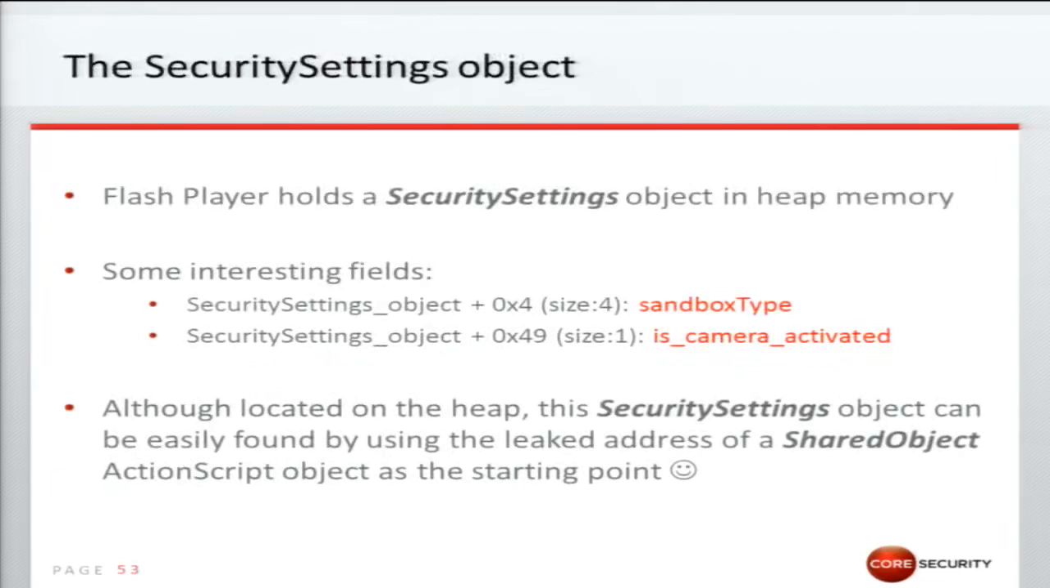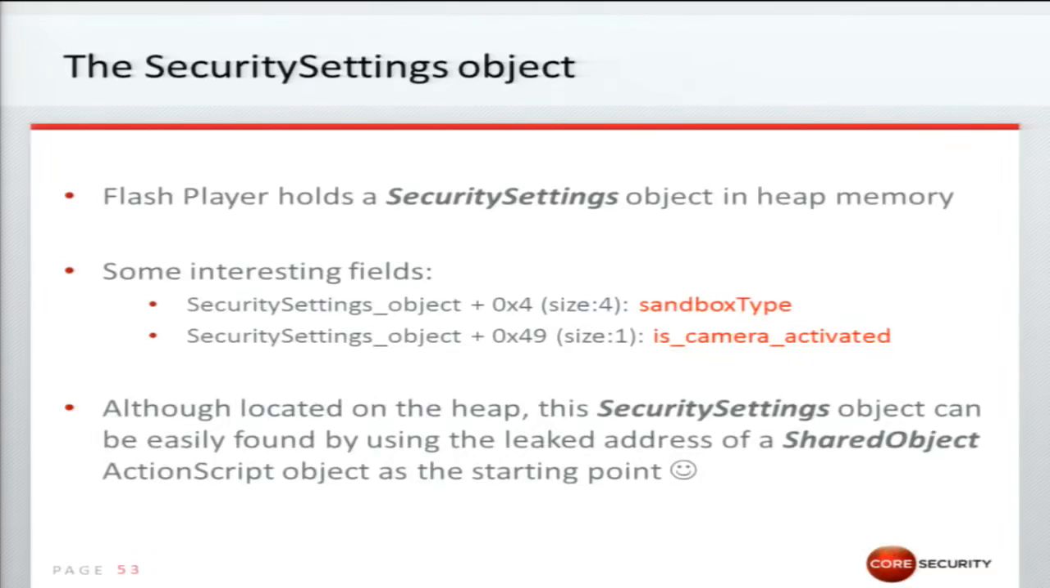So, Flash Player holds an object which I have called the security settings object. I don't know what's the real name. And this object is somewhere on the heap. This object contains some interesting fields. For example, at offset 4, it contains a DWORD indicating the current sandbox. And at offset 0x49, it contains a single byte indicating if the camera is activated or not. That is, if the user has granted access to the camera or not.